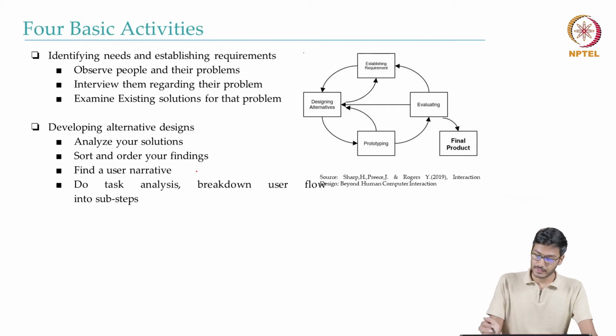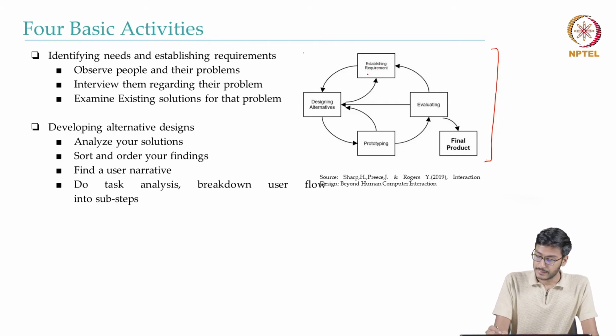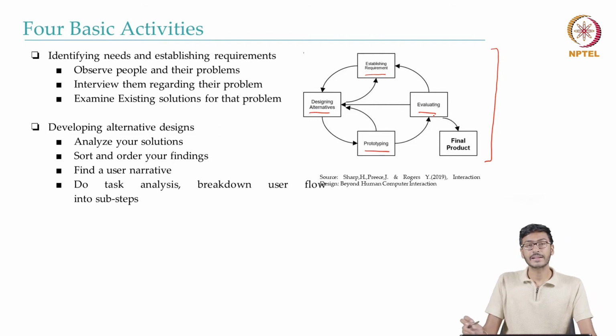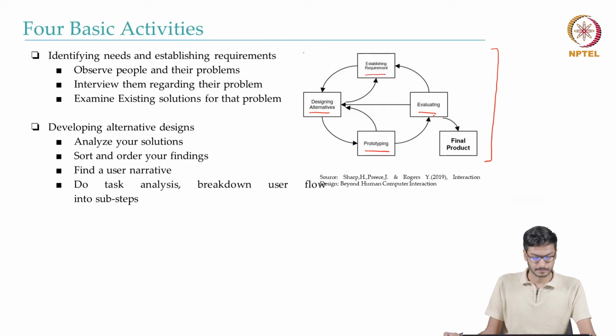And then this is what we were actually talking about, the picture right here. The four basic activities of the interaction design process are establishing requirements, designing alternatives, prototyping, evaluating. And hence, this approach is repeated iteratively to make a much better design overall and improve the user experience.